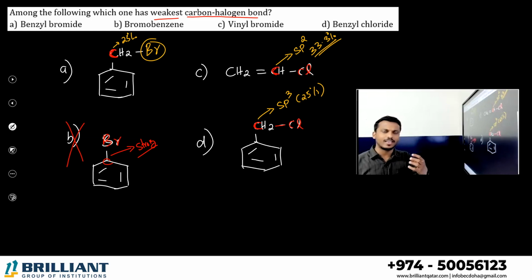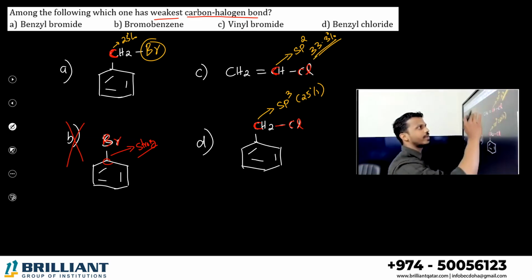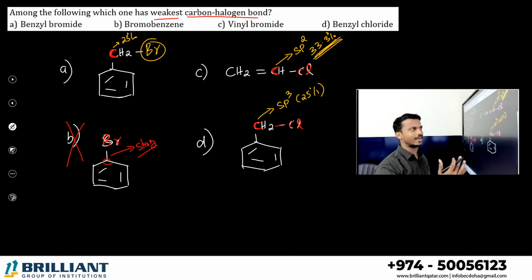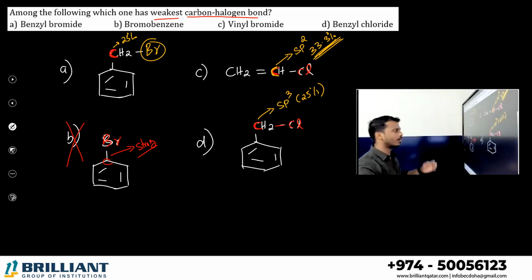As S character increases, I told you the electronegativity of that element increases, meaning it will hold the electrons very tightly. So option C, vinyl chloride, contains greater S character. This carbon having high electronegativity will hold that chlorine a little bit tightly, so you cannot leave the chlorine immediately. So it is a little bit stronger, not stronger than haloarene. Okay, it's a little stronger. So your option is either A or D.